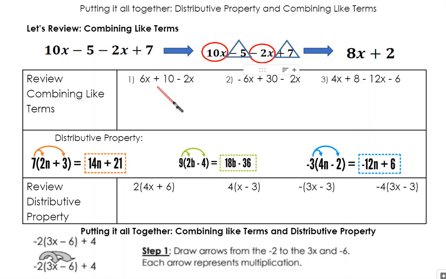Okay, so pause the video, try these three on your own, unpause it when you're done, and check your work. Go ahead, pause the video. Hey you, stop cheating, stop fast forwarding, pause the video.